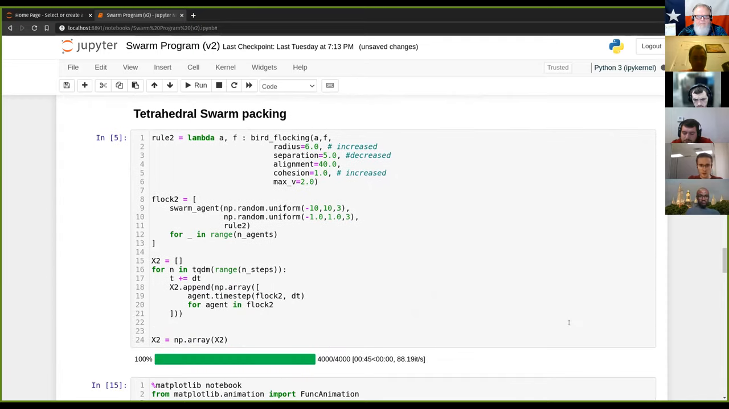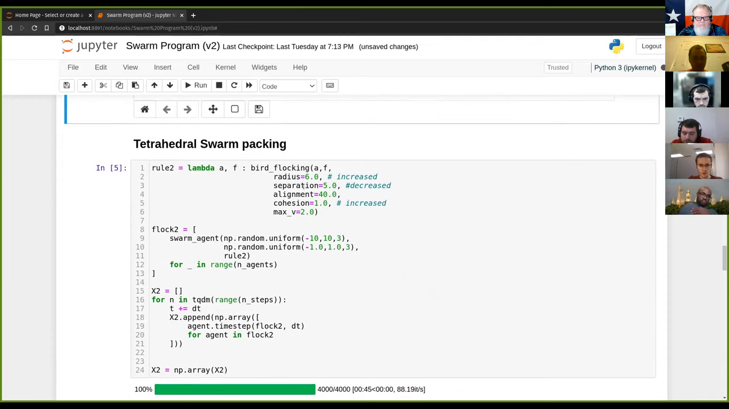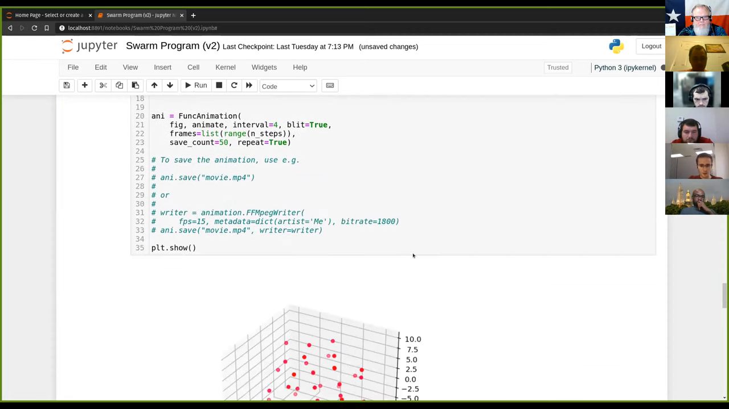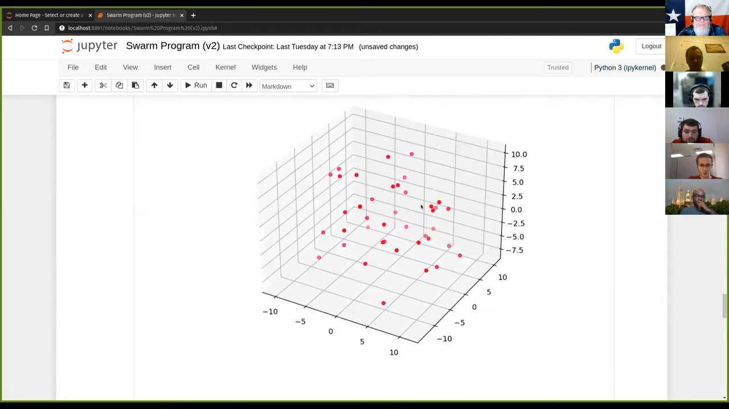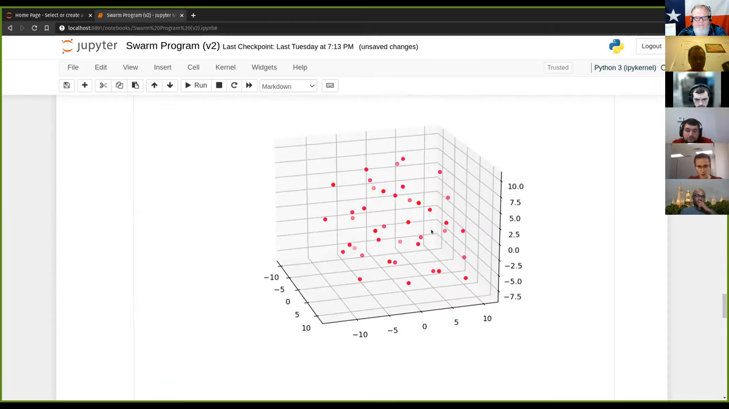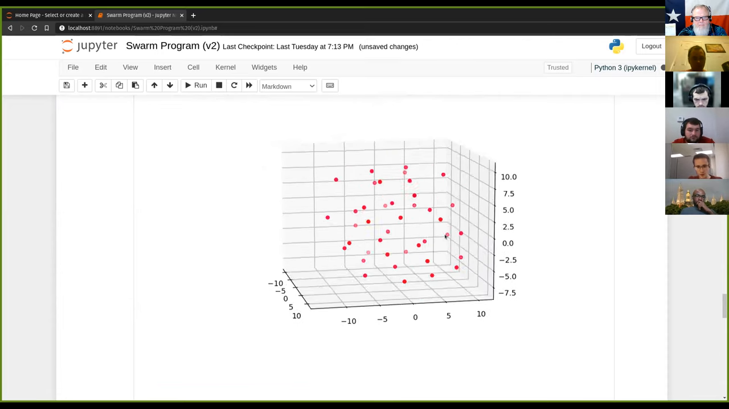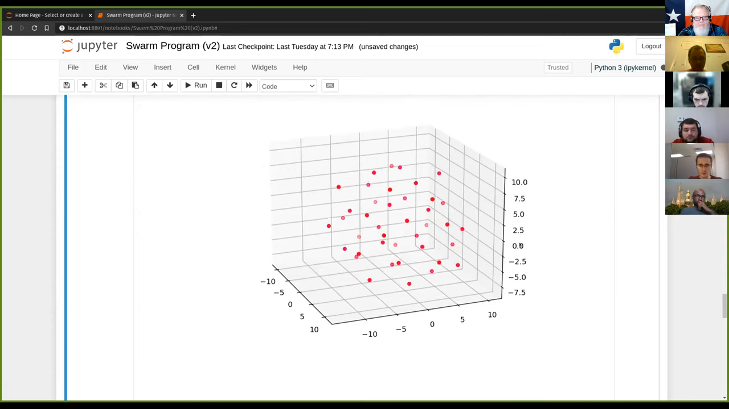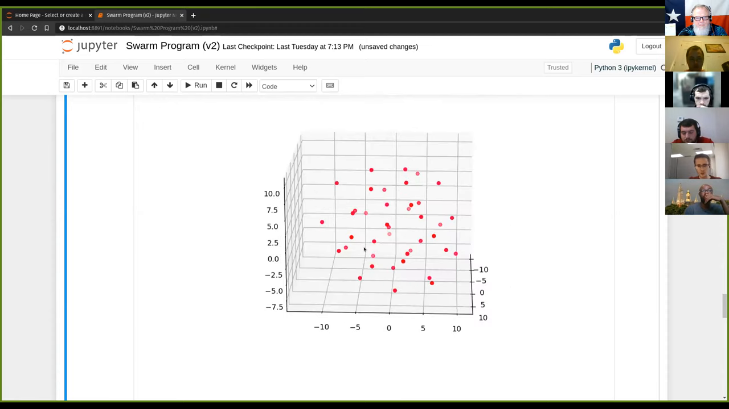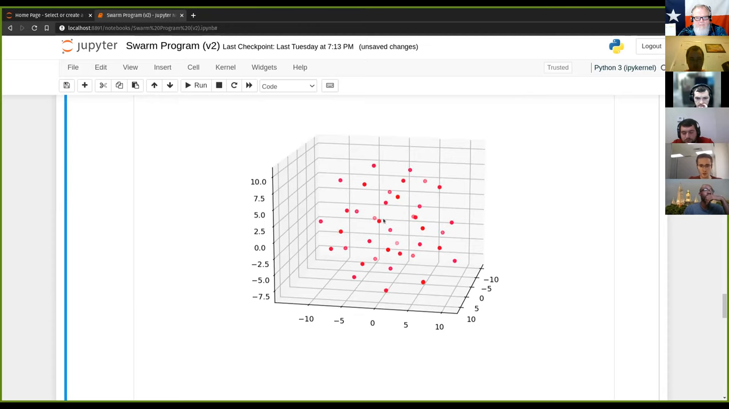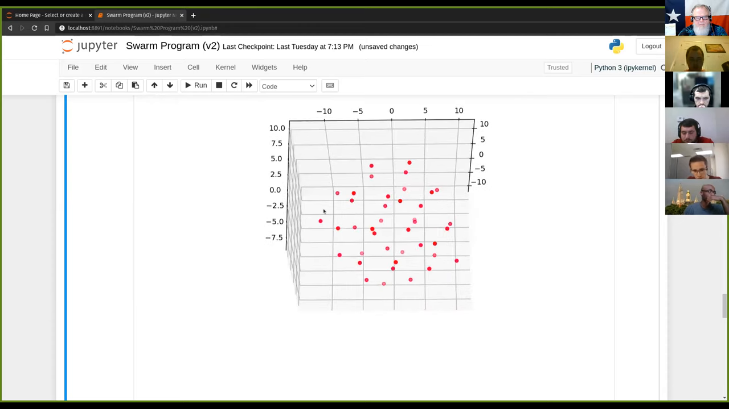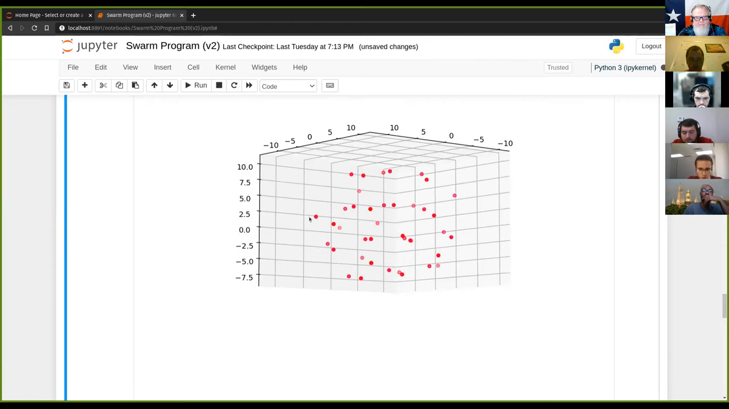Now, one interesting behavior that I found is that if you fix the radius, decrease the cohesion, increase the alignment, and decrease the separation, then you can get the swarm to pack together into a tetrahedral arrangement. It's kind of hard to see because it's not a perfect tetrahedral arrangement. But over time, the swarm reaches a stable state where all of the swarm is packed together as tightly as it can be, subject to the condition that the distance between all the agents is no less than a particular fixed value. I can't really orient it to where it's really apparent, but.